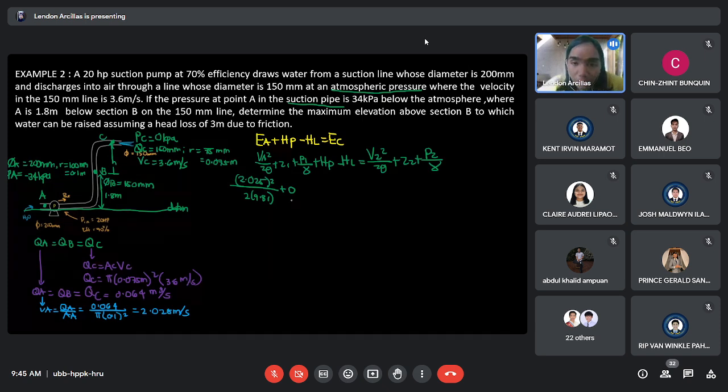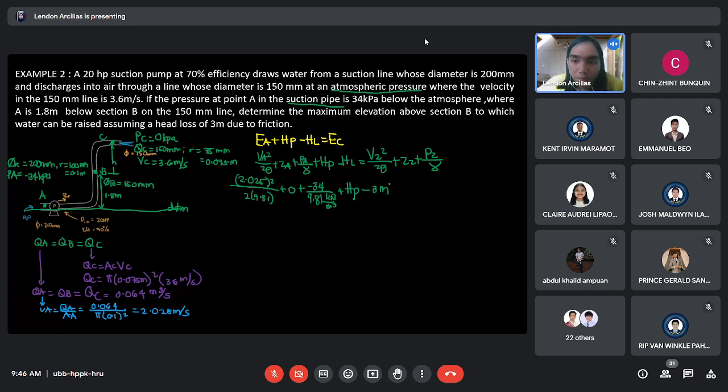Plus the pressure at point A, which is negative 34 over the specific weight of the water. Is it water? Yes, the water is what enters. That is 9.81 kilonewton per cubic meter. Plus HP, which is the first thing we will get, minus HL of 3 meters.